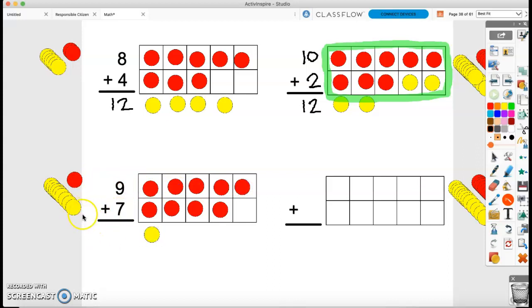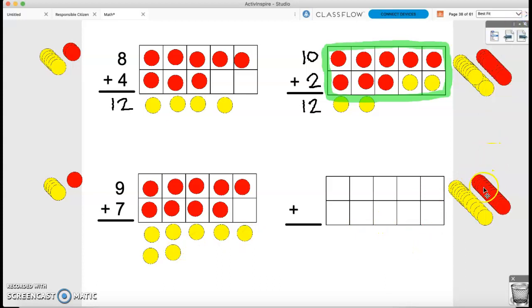1, 2, 3, 4, 5, 6, 7. So we need to make a 10. So we're going to make a 10 by filling up our 10 frame all the way this time. So I'm going to fill it up with my 9.